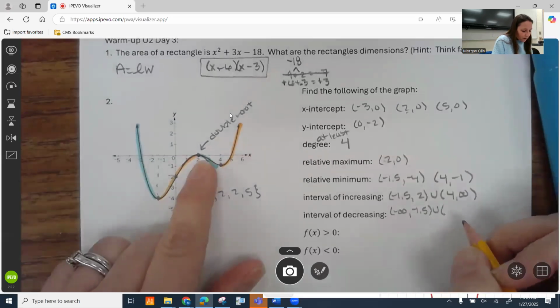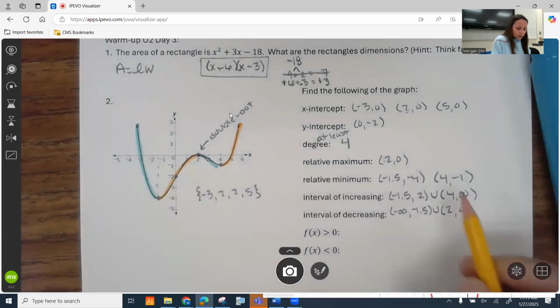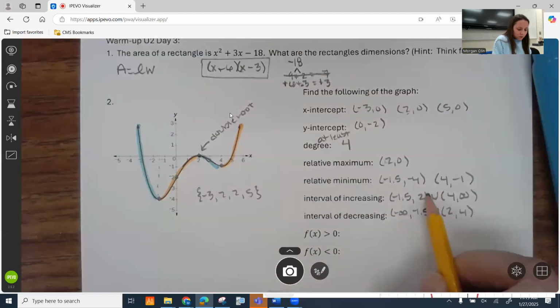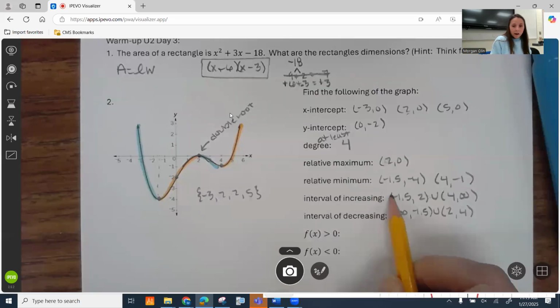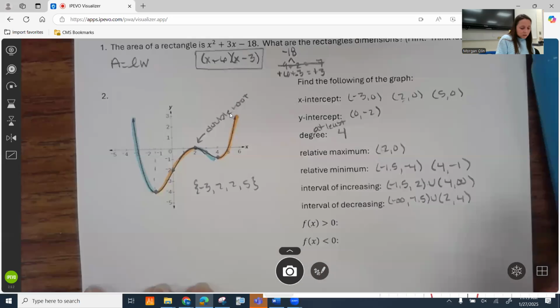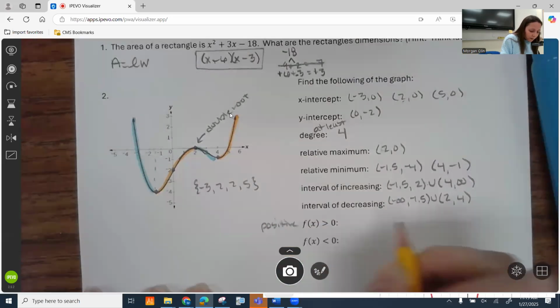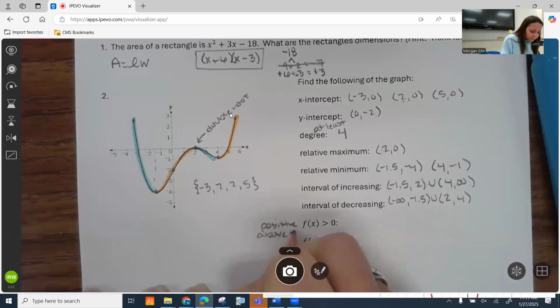And then I'm picking it back up with a second interval, and I'm going to go from 2 to 4. So if you notice, it's in between these two, and then this one's on the other side of that. Now, do you remember what this means? Sometimes I have just written positive. Positive means above the x-axis.